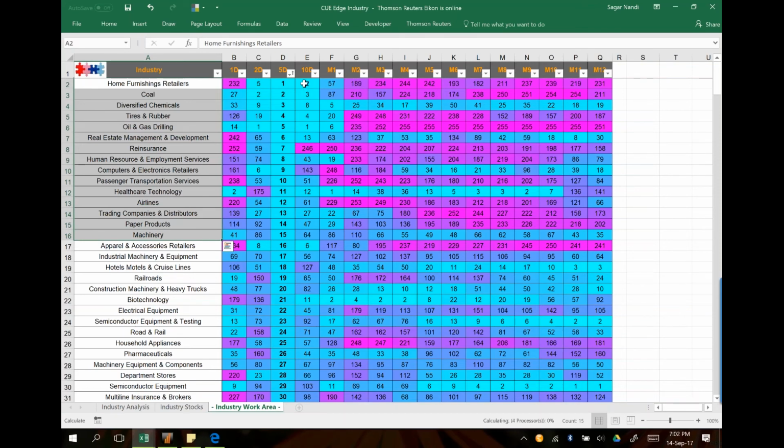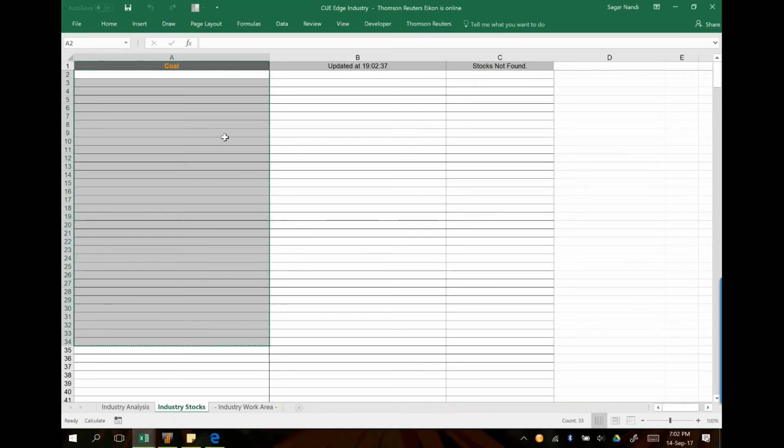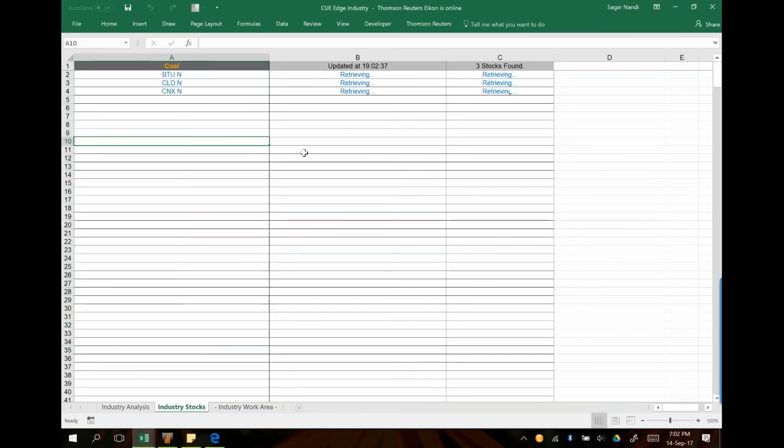Then my job is to look at the color pattern. Instantly, again, coal catches your eye. It was magenta for long time, meaning it was weak, and now it turned cyan quite fast. Over 5-day period, rank of 2, the best possible rank being 1, and I can see that it is holding the rank. Color is remaining cyan over 2 days and 1-day period. So I can just click this button or use the hotkey Ctrl+Shift+S to get some of the stocks into industry stocks page.